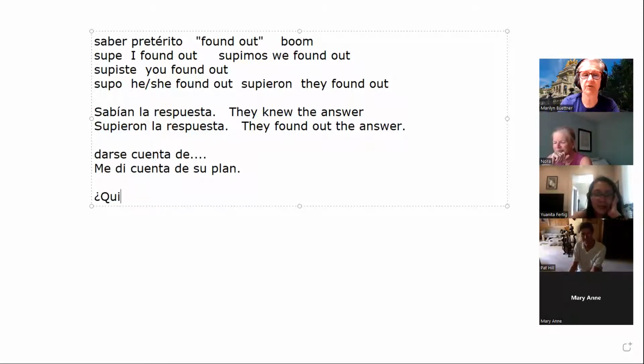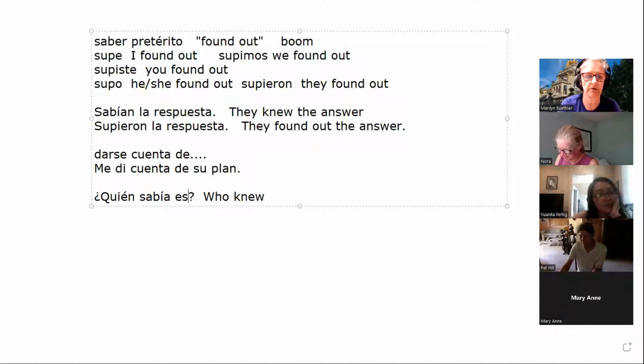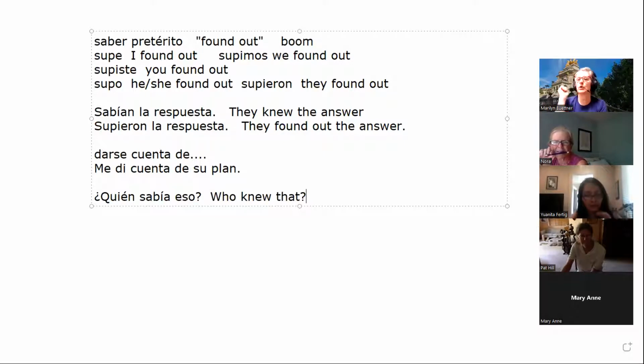Who knew? Sometimes don't we just sort of say that rhetorically? ¿Quién sabía eso? Who knew that? If what you're just saying is a simple thing of, well, who knew that? It is clearly this: ¿Quién sabía eso? I want to know the person who knew that in this crowd. I want to know who got that right. Right. Okay. Bien.